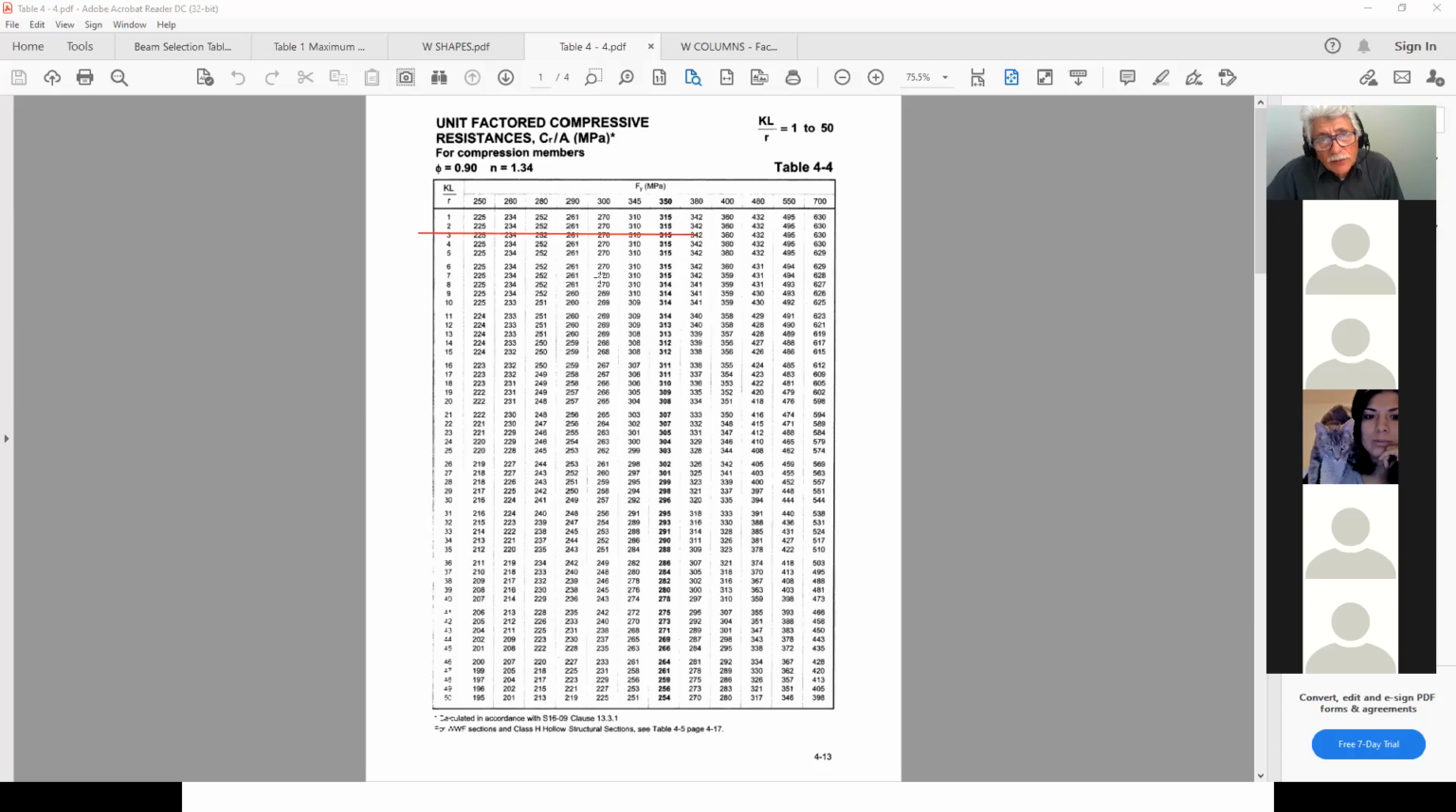So up to this point, that means that when you have a very low KL over R ratio, the whole section will yield. The steel will yield before the buckling or the slenderness will affect the resistance. And then after that, it starts getting affected. And of course, it starts dropping as the KL over R value becomes higher and higher. Therefore, it's no longer just the strength of the steel that governs the strength. It's going to be the slenderness. And that's what I get from this table here.